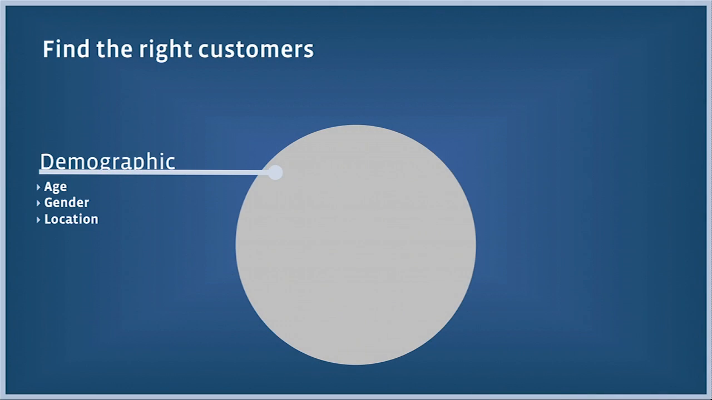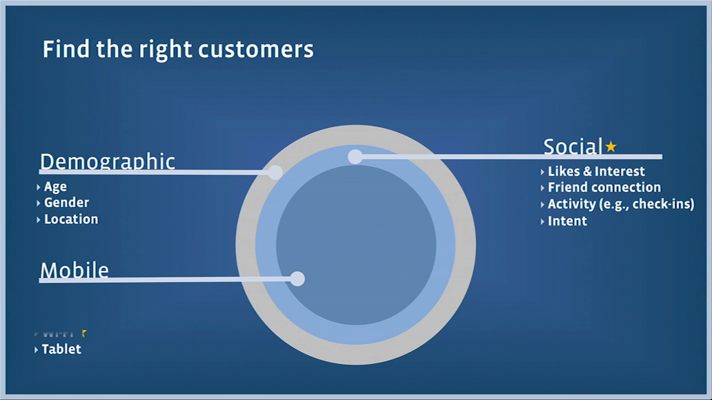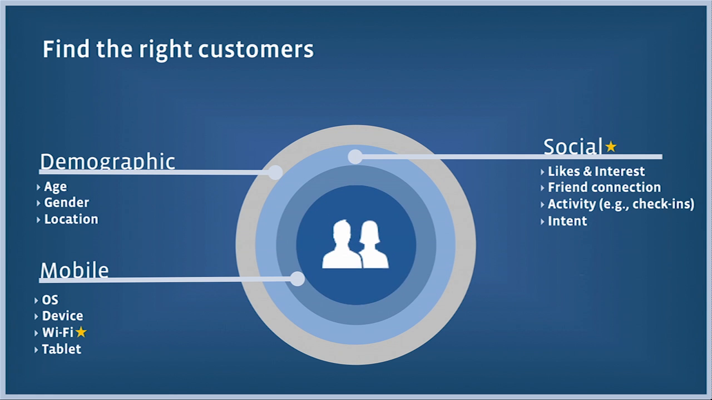There's the basic demographic information: age, gender, location. Clearly, there's the social information. So if I am an entertainment app, I might want to target fans of Jay-Z. Or if I am a fitness app, I might want to target people who like hiking and biking. So these are the types of things that you can do on Facebook. There's also the ability to target based on device, operating system, even if the user's on Wi-Fi. That's another thing that we provide at Facebook.